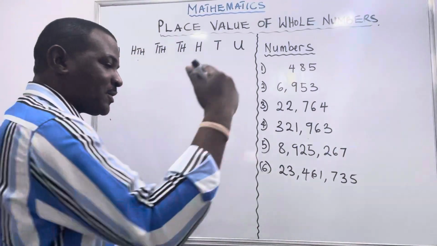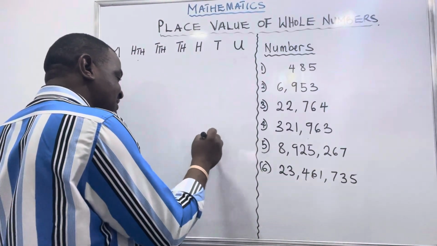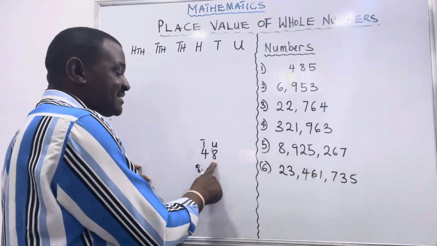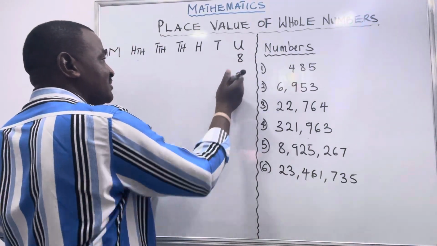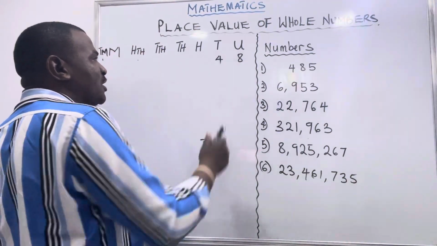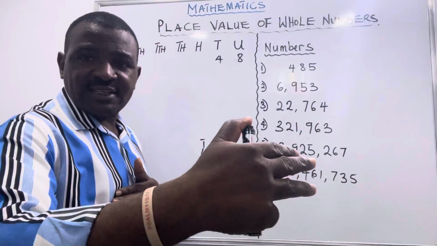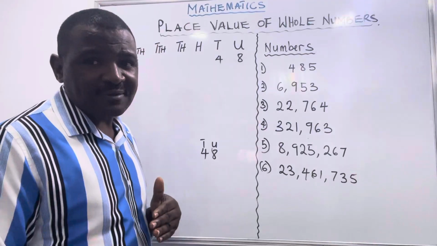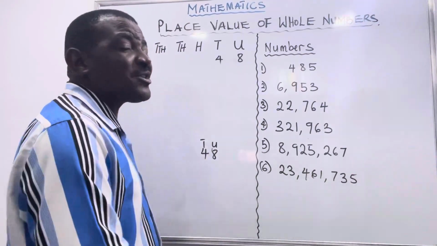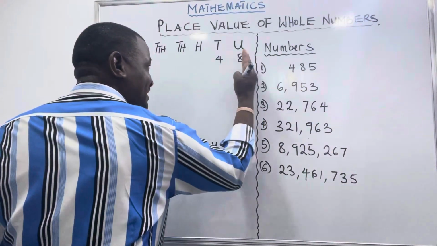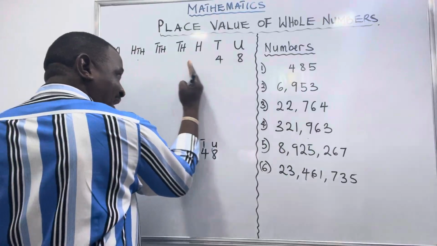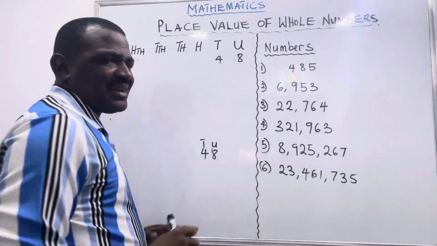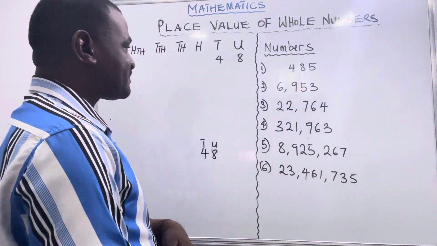Now, always start from the right. Units, tens. So, which means 8 is now the what? The units. Followed by what? 4. So, no matter how long the number looks, or no matter how many digits you have, start the arrangement always from the right hand side and move like this. Once you are able to arrange it well, then you'll be able to know the place value.